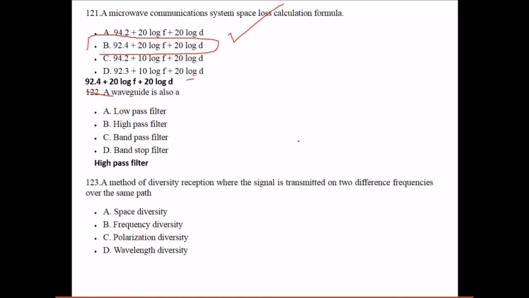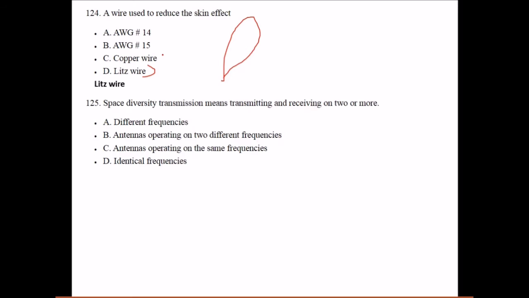So a method of diversity reception when the signal is transmitted on two different frequencies over the same path is frequency diversity. A wire used to reduce the skin effect is Litz wire. Space diversity transmission means transmitting and receiving on two or more antennas operating at the same frequency.